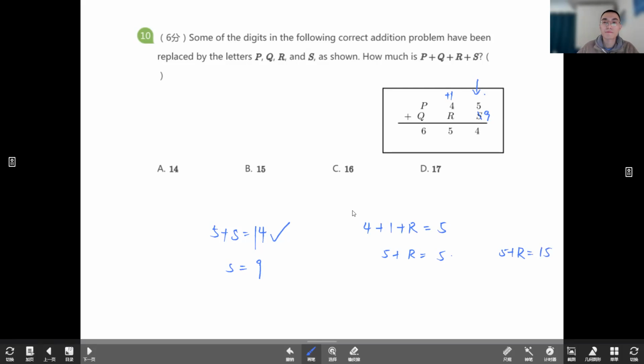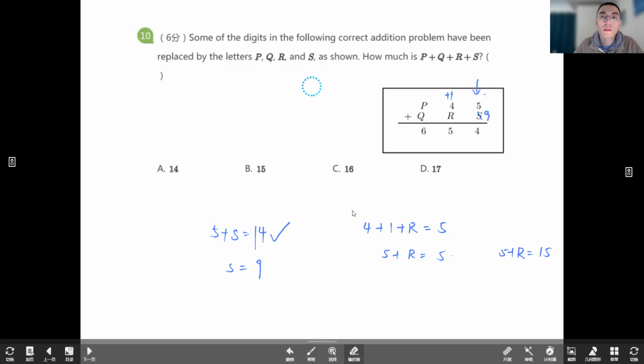Is it possible? Yeah. Well, there should be some more restriction in this question, for example, that P, Q, R, S are all positive whole numbers that have the range 0 to 9. Yeah, that would be reasonable.